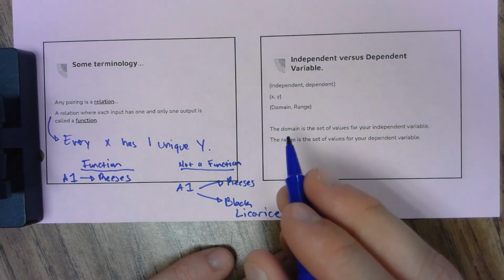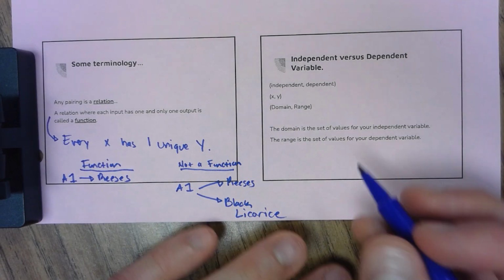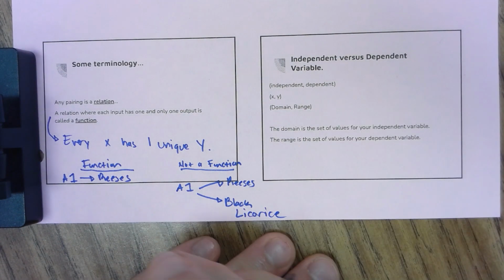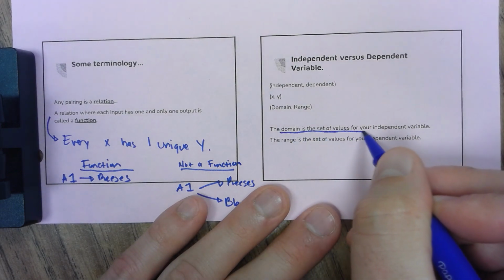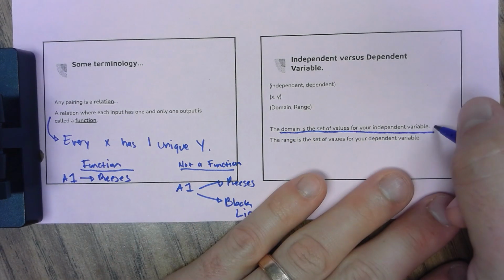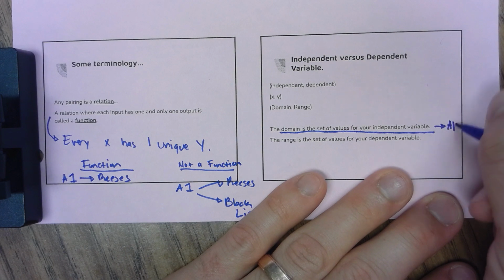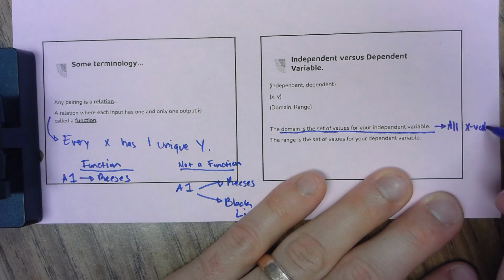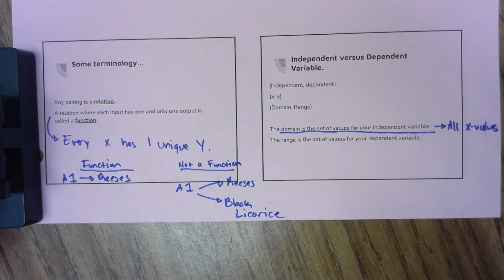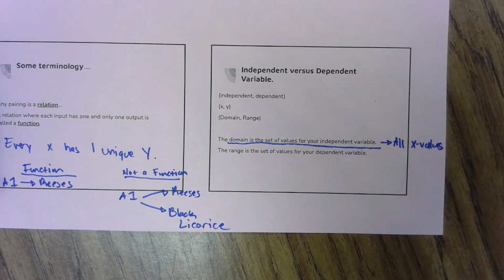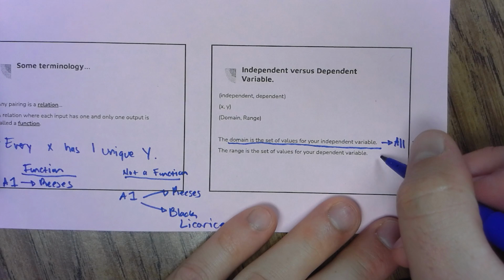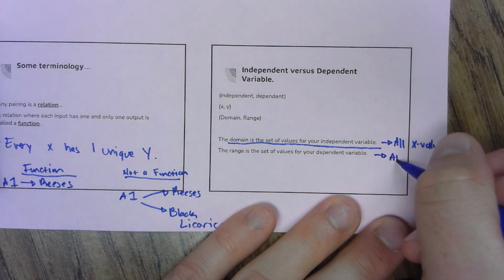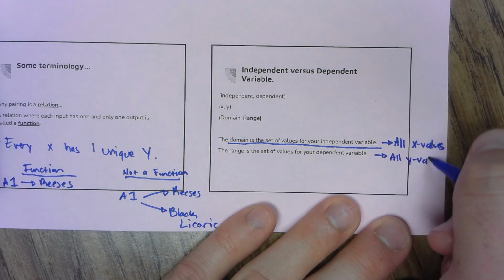Now, what we're going to identify in our lessons today is what's called our domain and range. The domain is the set of values for your independent variable or all x values. So domain refers to the inputs or the x values. And then range is a set of all values for your dependent variable, which is all the y values.